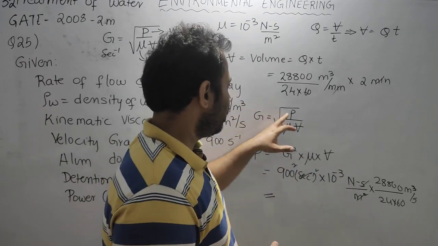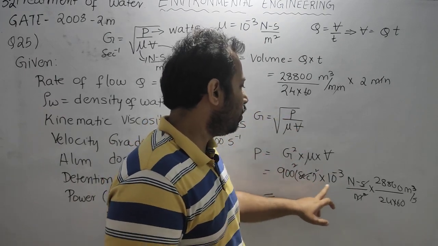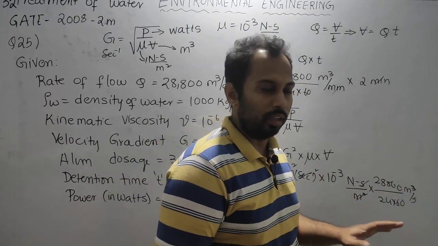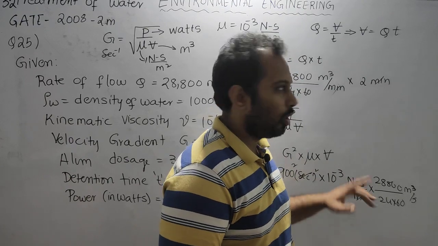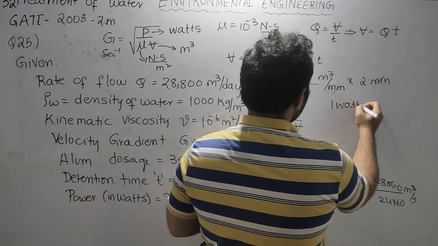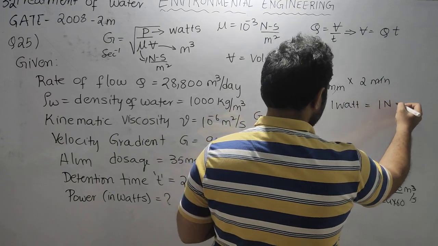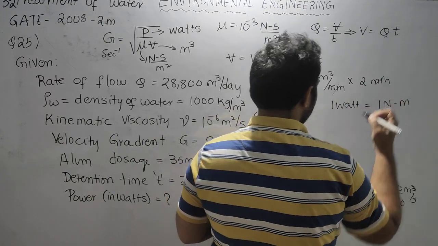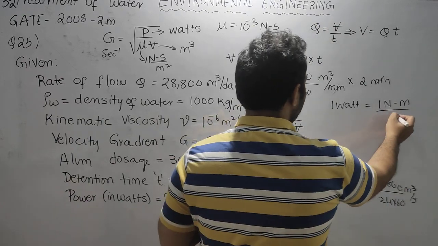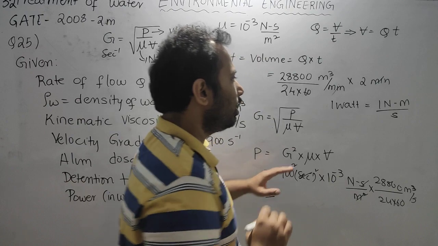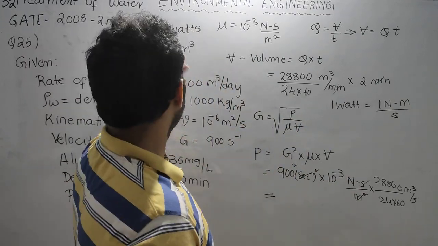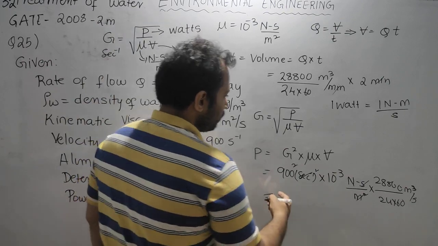If we are getting a power, then the power should be equal to Newton meter per second. Otherwise it is not power in watts. 1 watt is nothing but 1 Newton energy to move any particle for 1 meter in 1 second of time, per unit time. So that should be matched. Otherwise you are doing some mistake. Unnecessarily you will lose 2 marks. So that is very, very important.